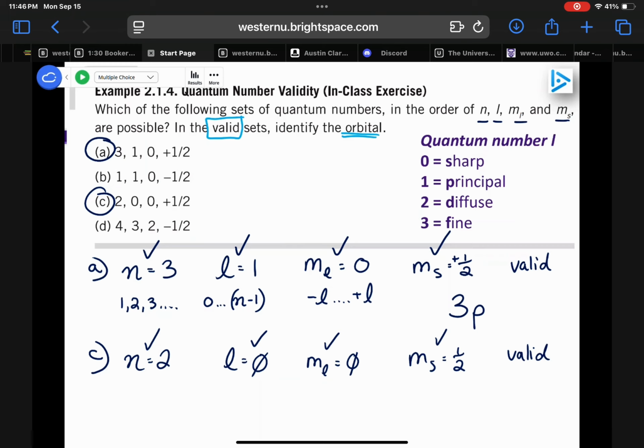How do we figure out what orbital it is? Well, we look at the principal quantum number. That gives us the first number. And then we interpret what L equals 0 is. SPDF, we start counting at 0 for S. So it's 2s. That's it.